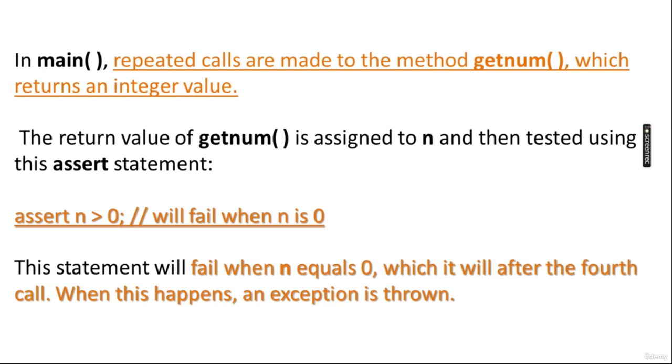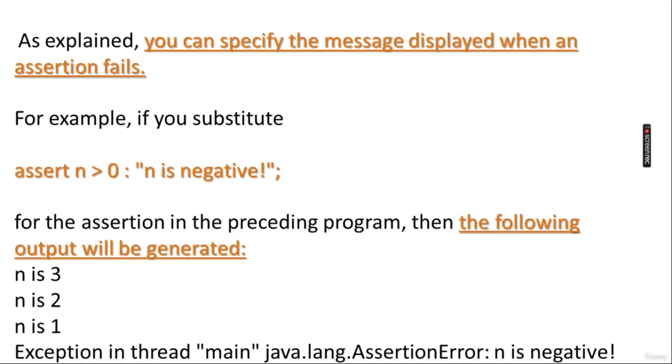When this happens, an exception is thrown. You can specify the message "n is negative" in this case. You can specify any other expression over here, but that should be non-void, and it should be convertible to a string. Otherwise, it is not allowed. For the assertion in the preceding program, the following output will be generated. Here it will print Java assertion error and "n is negative", which is specified by us.